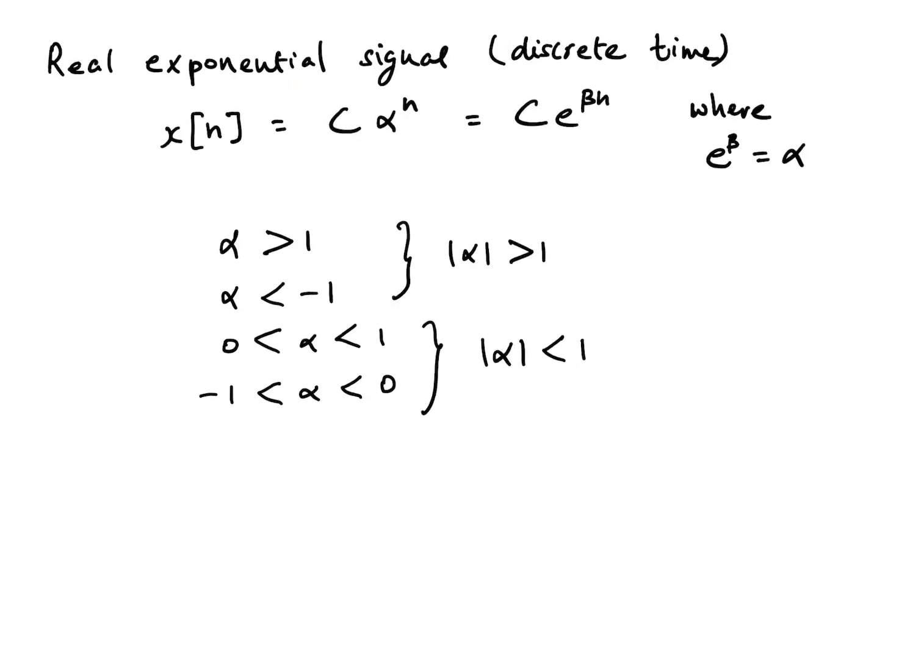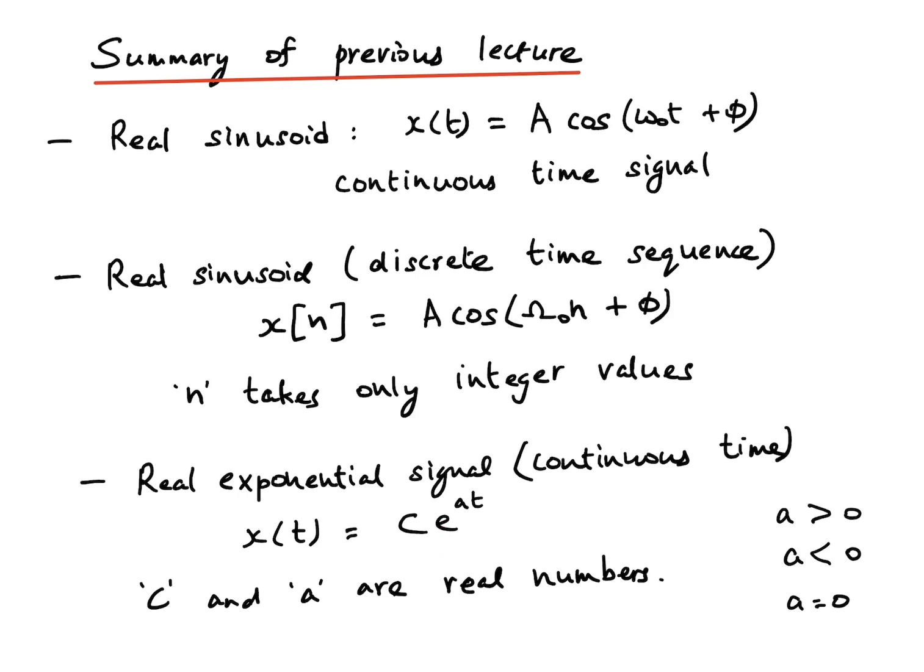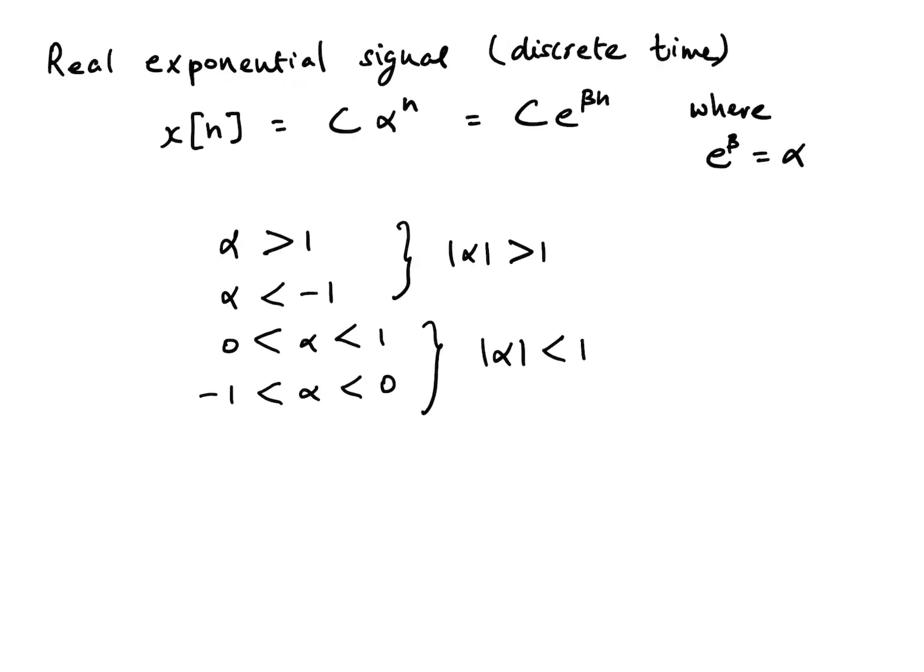Then we also saw the real exponential signal in discrete time, where we denote this as x of n in square brackets equals c e power beta n, instead of c e power a t. For convenience, this e power beta can be written as alpha, and that makes this function x of n equals c alpha power n.